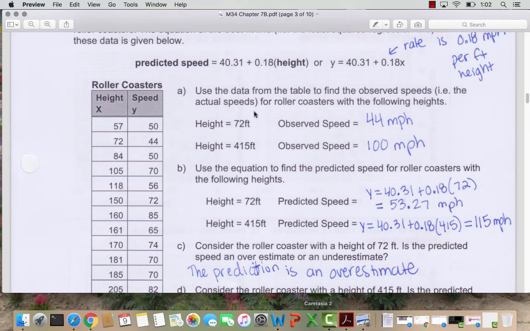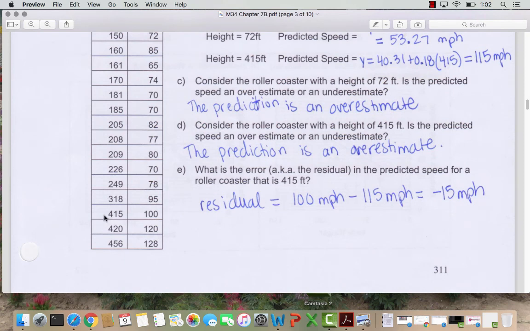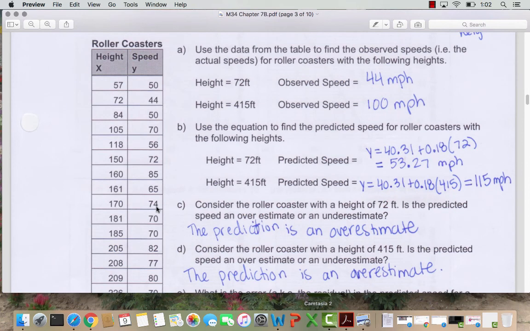So we want to look at the table to find the observed speed. The roller coaster that has a height of 72 feet has an observed speed of 44, and then the roller coaster that has an observed height of 415 has an observed speed of 100 miles per hour.